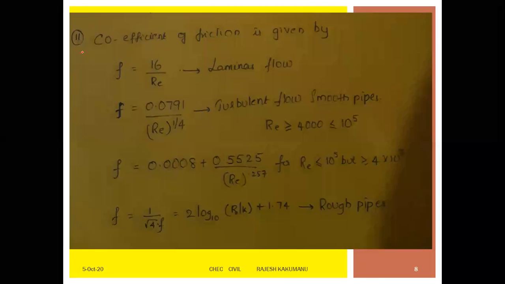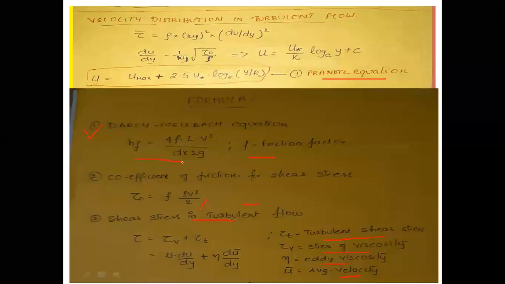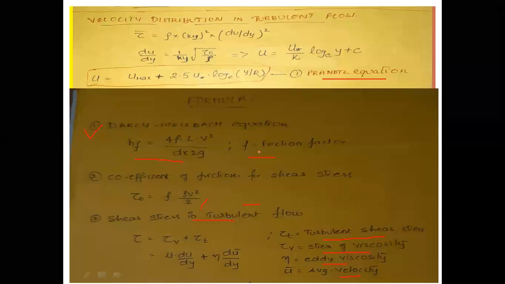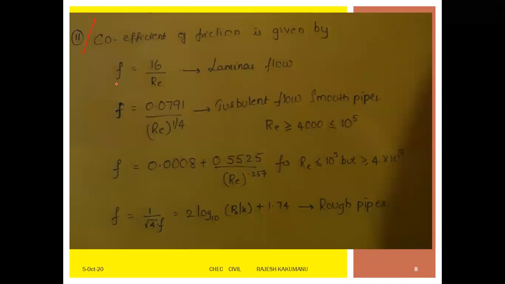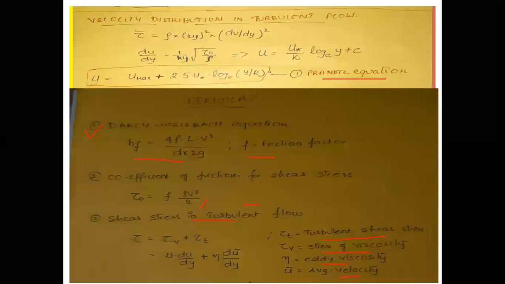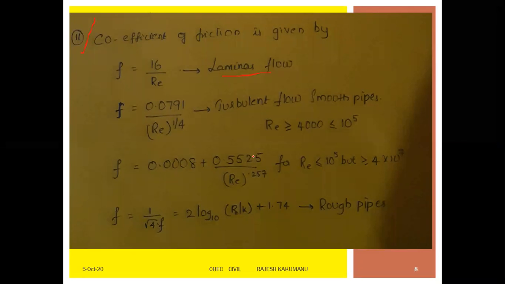Next formula, coefficient of friction. We have the friction factor in hf is equals to 4 into f into L into V square by D into 2g. Here f changes depending upon the type of flow. So when you get a question depending upon the Darcy-Weisbach equation, you have to take the value of f from this formula. When problems come, I will discuss how to do the problem.